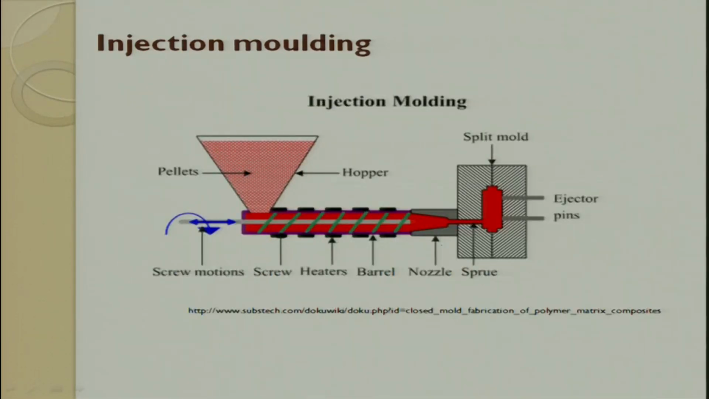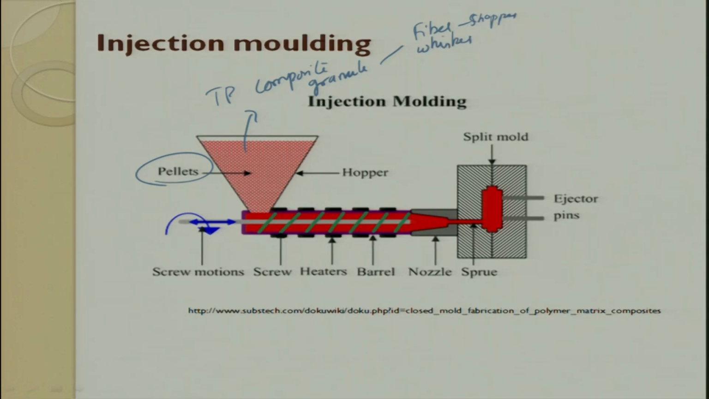So, tooling. Let me explain the machine first and then come here. This is the pellet, this is a hopper. Here you put the thermoplastic composite granules inside this. These granules can be a chopped fiber, whisker, or a particulate. And then this is allowed to move inside a barrel. In this barrel you have heaters, these heaters heat the barrel, and the pellets which fall down have to be slowly moved towards the other end, the nozzle, such that it gets injected into the die.